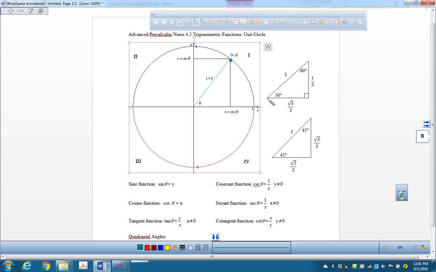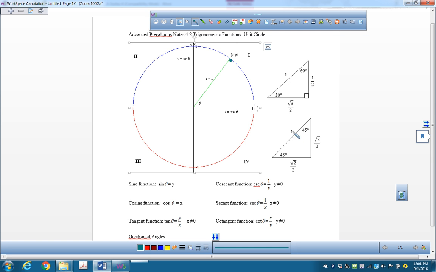And that comes from the fact that I could draw in an equilateral triangle here, and so this would be 60, and so this side would be 1/2. And then if you do the Pythagorean theorem, you can simplify and you get that this leg is going to be equal to the square root of 3 over 2. Okay, but that's where that comes from.